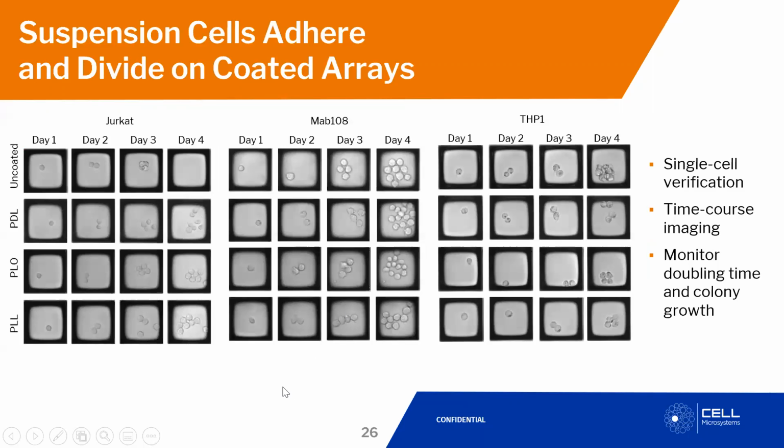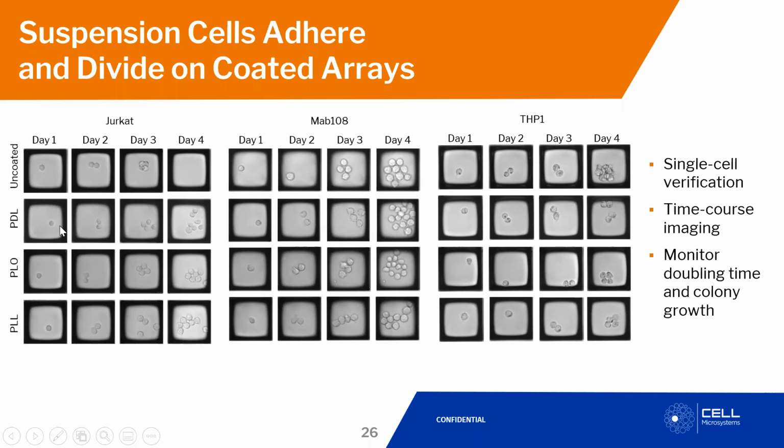So we were quite excited to find that the suspension cells actually do adhere and divide on the coated arrays. And what I'm showing you here is 3 different cell types, the Jurkats, the MAB 108s, and the THP1s. And there are a few things to highlight on this slide. The first of which is just really how beautiful the imaging is. Even though it's only 10x, we can expect around a 20x magnification because of the quality of our camera. And unlike any other consumable I've ever used, there's just a really amazing ability to verify that you have a single cell in each raft. This is particularly easy with these coatings because the cells stick down and they attach and then they never really leave again, which is really quite delightful.